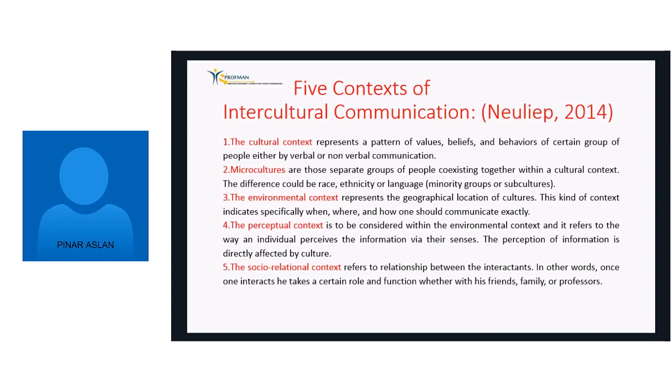The environmental context represents the geographical location of cultures. This kind of context indicates specifically when, where, and how one should communicate exactly. The perceptual context is to be considered within the environmental context, and it refers to the way an individual perceives the information via their senses. The perception of information is directly affected by culture. Socio-relational context refers to the relationship between interactants. In other words, when one interacts, he takes a certain role and function, whether with his friends, family, or professionals.